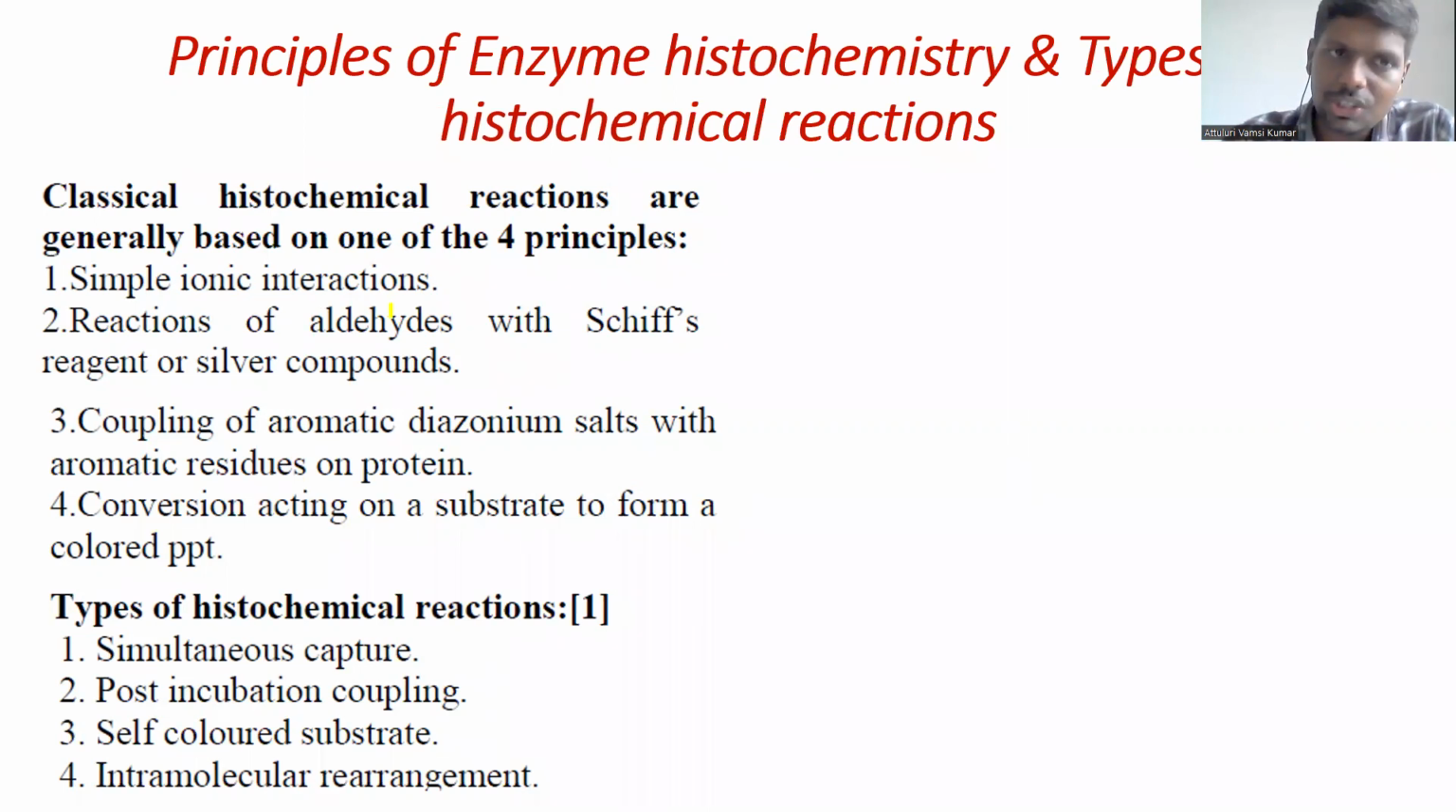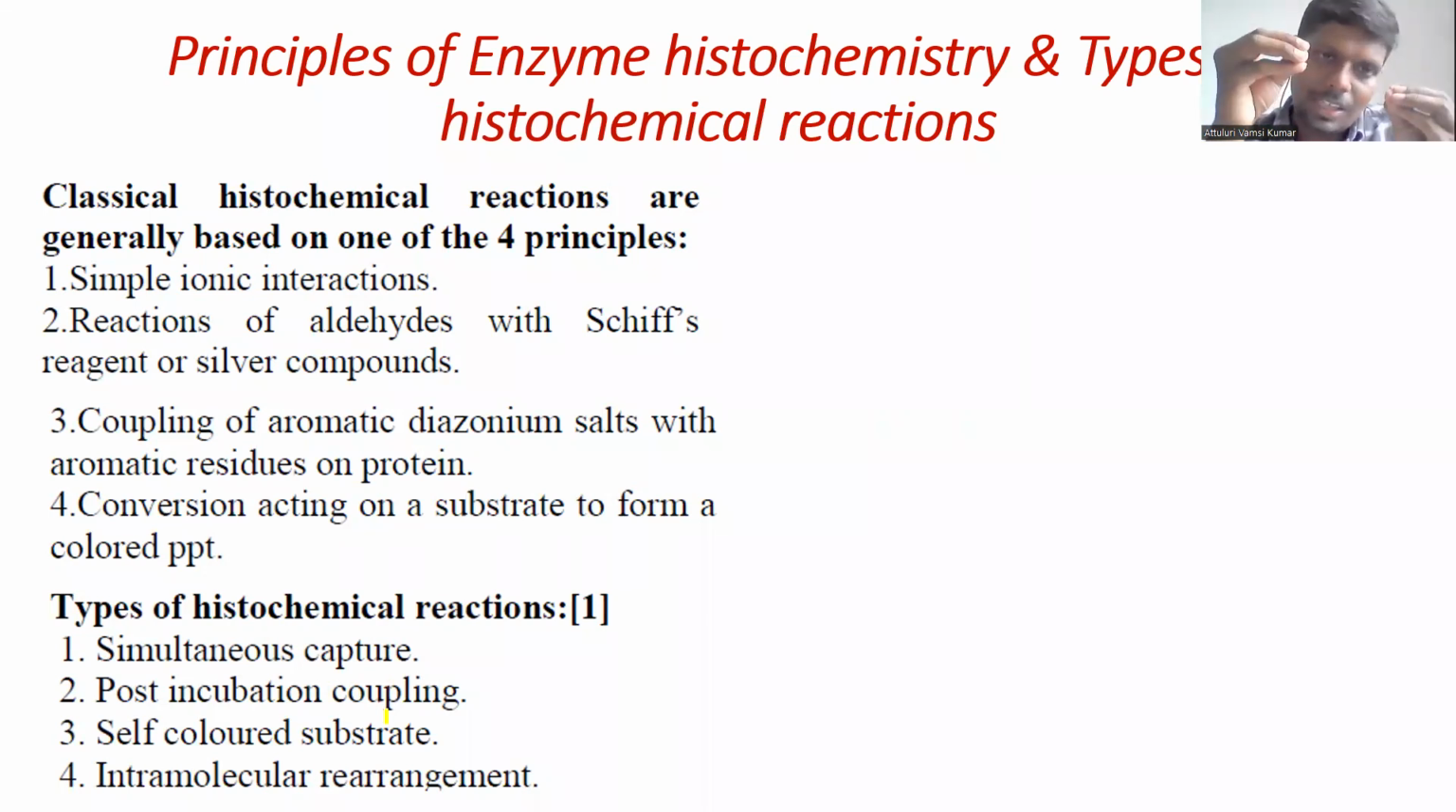We have ionic interactions, aldehydes reacting with aldehydes with Schiff reagent, or with diazonium salts, and this substrate itself will develop the colors. Okay, so now these are the four principles on how an enzyme will react with substrate. These principles are discussing the enzyme substrate interactions. Now the chemical reactions are discussing how to visualize the product. So these reactions we can call capturing methods.